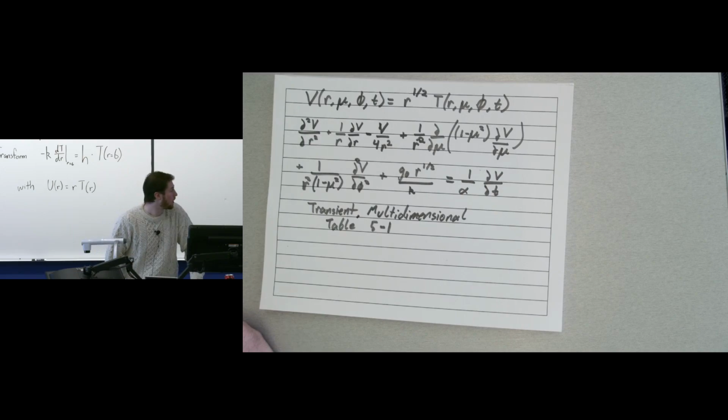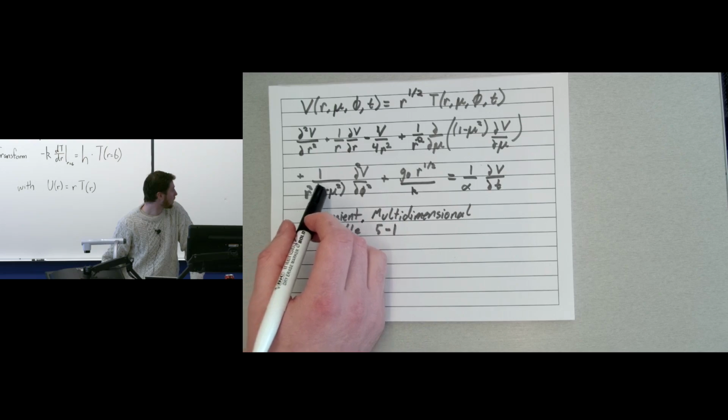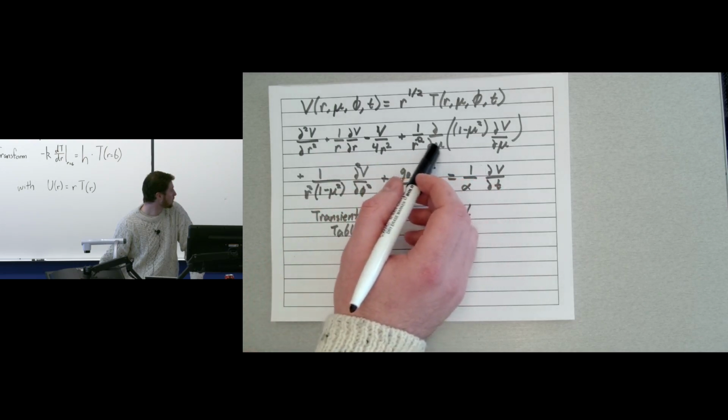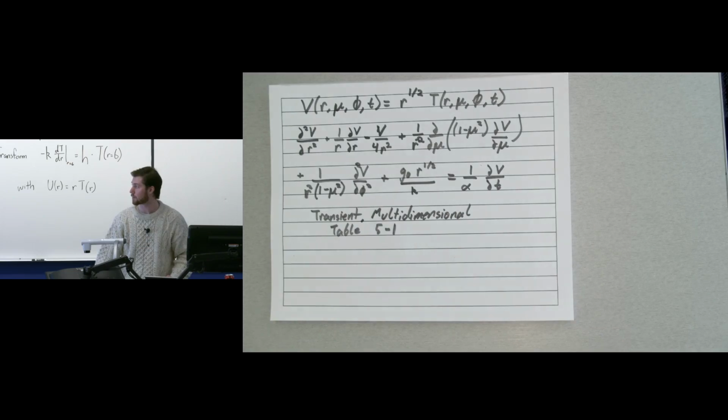So the d/d mu, is that 1 over R squared? Yes, that's 1 over R squared. We'll always make the mu substitution.